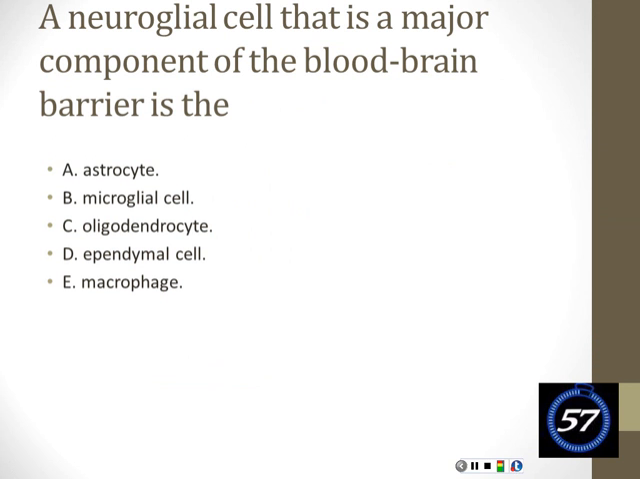Questions about any of those things? Anything else you want me to go over before we do some questions? No? Okay. So we'll start with a neuroglial question. A neuroglial cell that is a major component of the blood-brain barrier is which of those things? And I'll have it out to you in just a second.